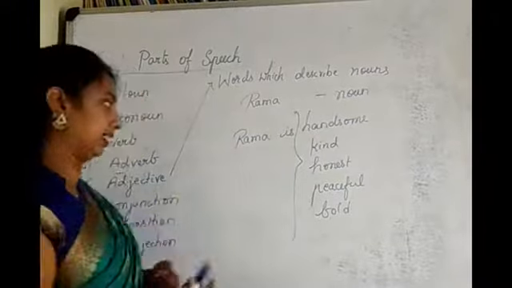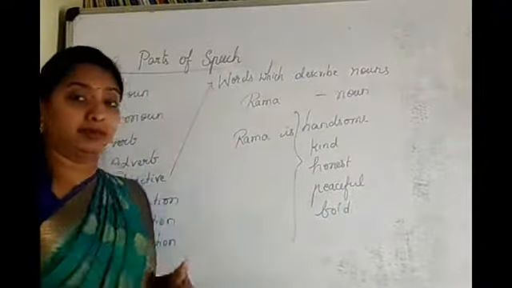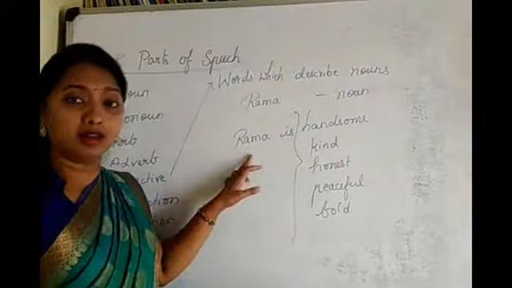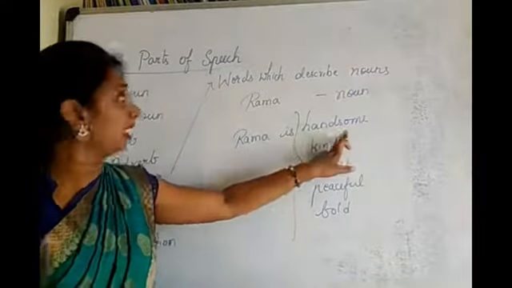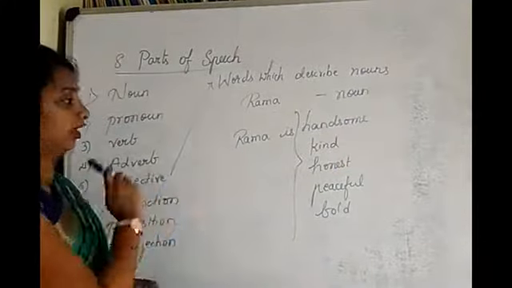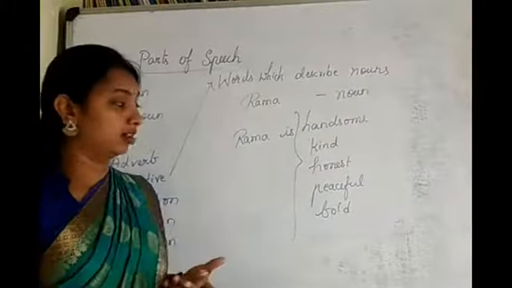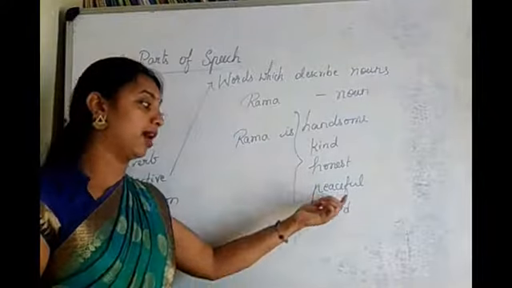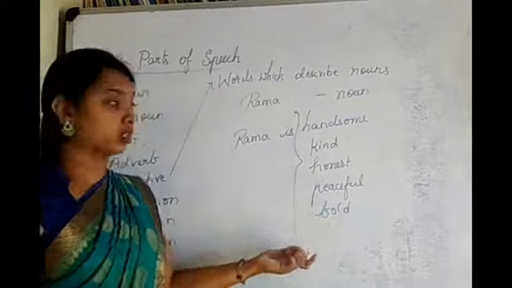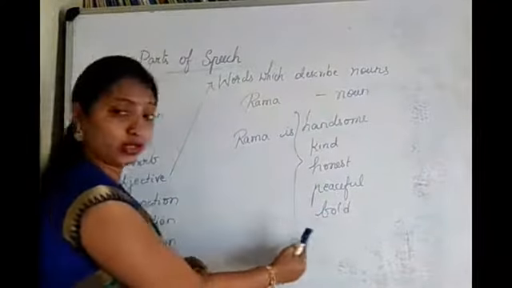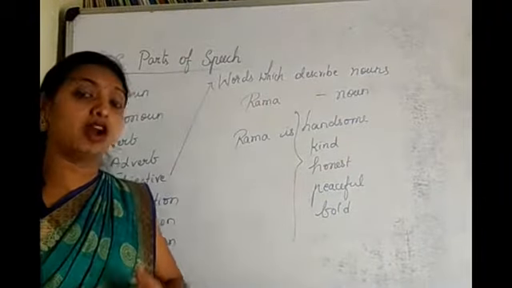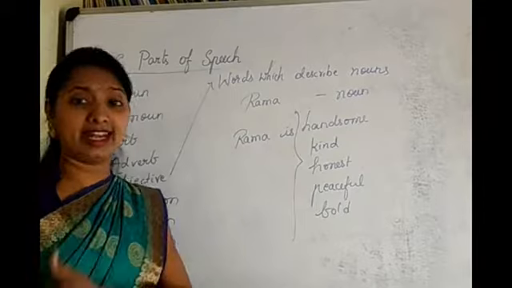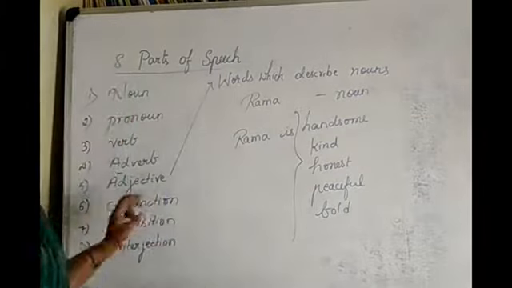So I can say Rama is handsome. How does he look? He is very handsome. So he is handsome. Handsome is an adjective. Then Rama is kind. Rama is honest. Rama is peaceful. Rama is bold. So these are the words I have used to describe a person. Words which describe a person or a noun or a name are adjectives.